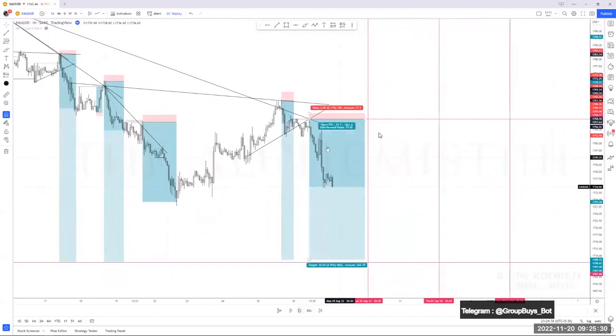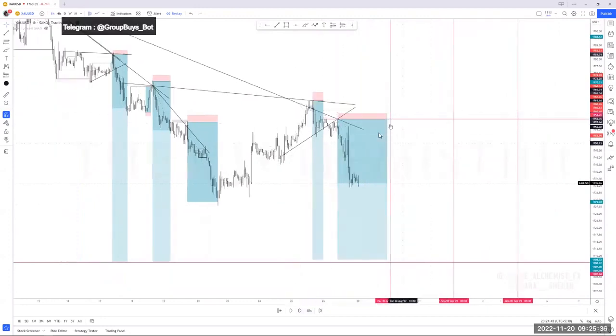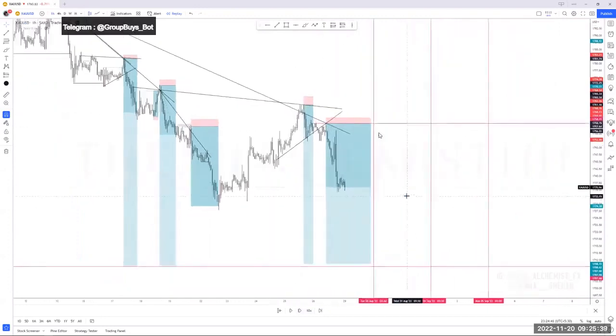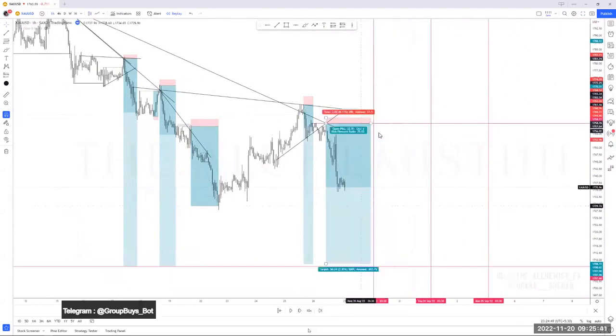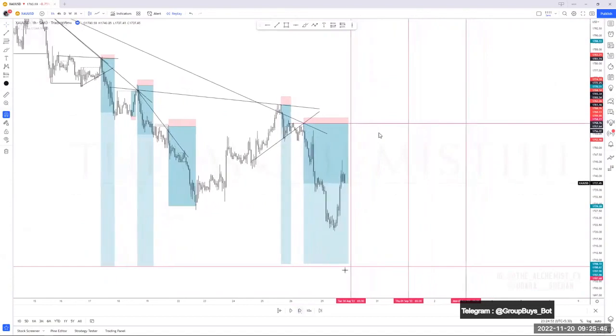Now since we already have an entry, what do we do? Do we go for more trades? No, just patiently wait. We can wait for the next day to end and then trade the next day, right? Let's see. There it drops. Don't worry about this.